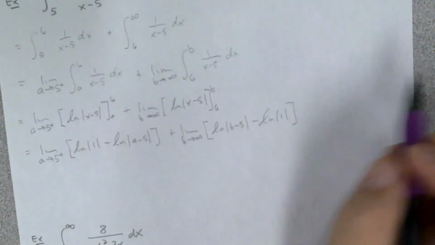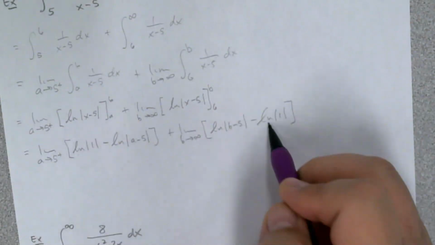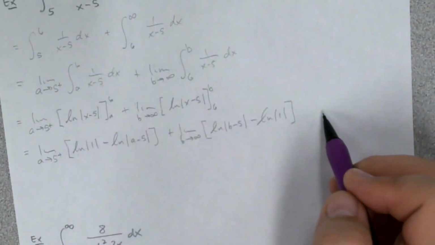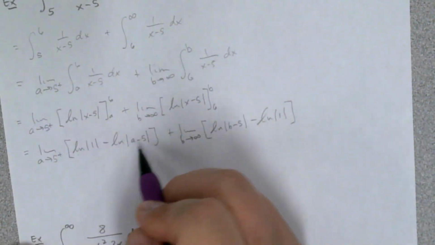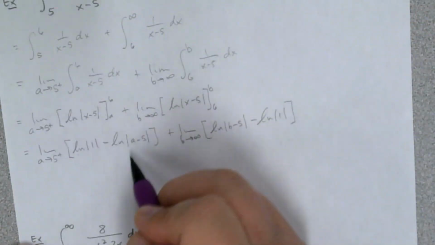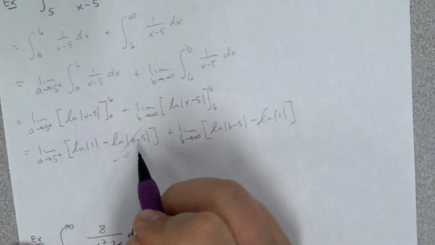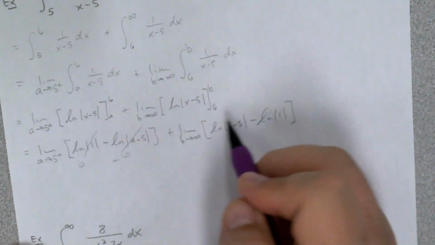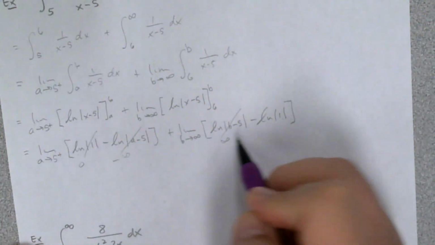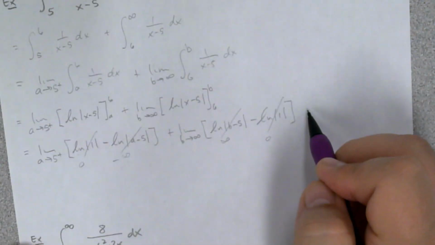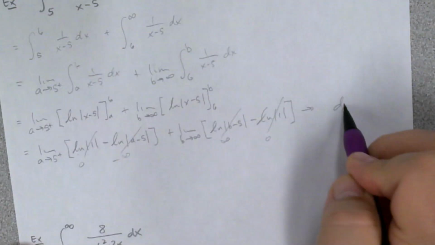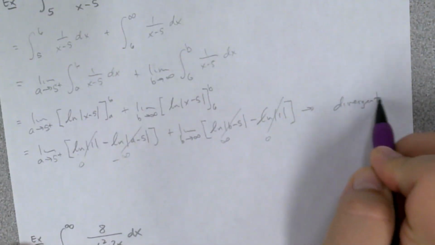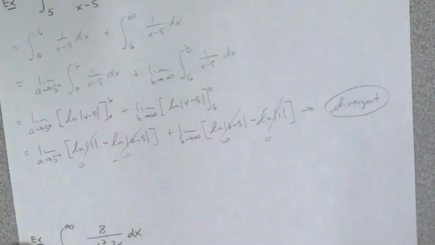All right, so the ones here, natural log of 1, natural log of 1, these will go to 0, okay? And this right here, as we get closer and closer, is going to go to negative infinity. This one went to 0. This one's going to go to infinity. This one's going to go to 0. So we can see clearly that this right here is going to be divergent. Okay?